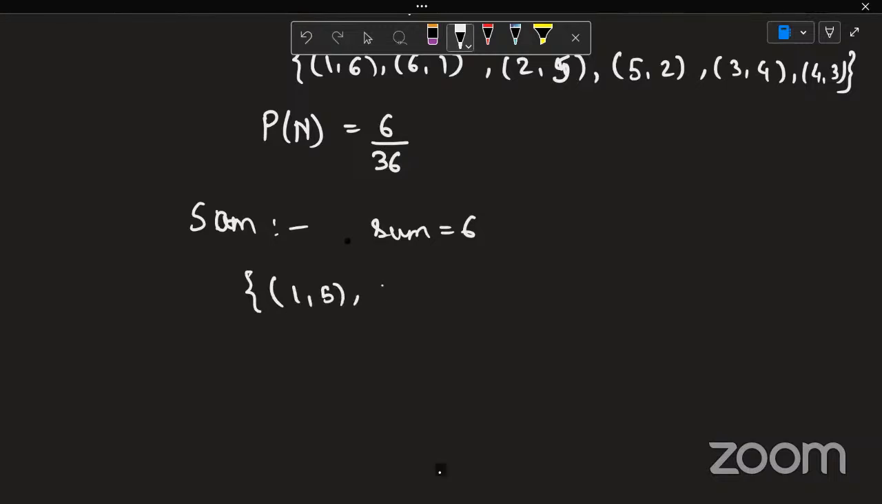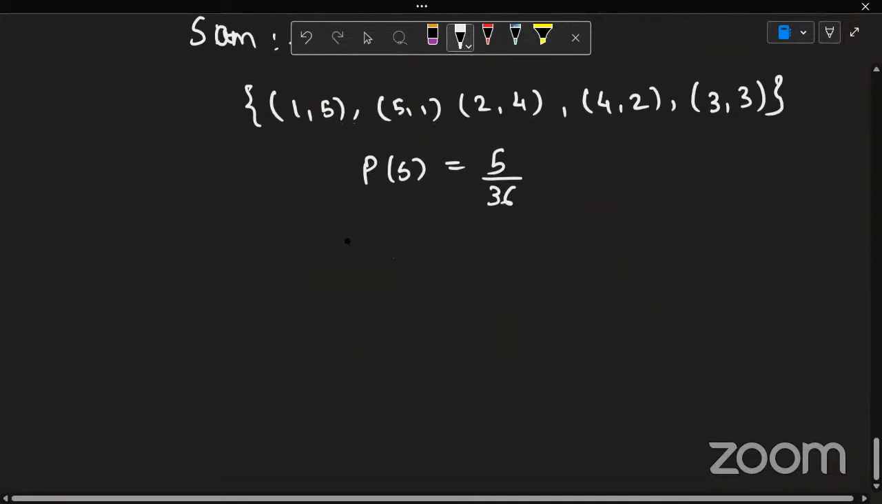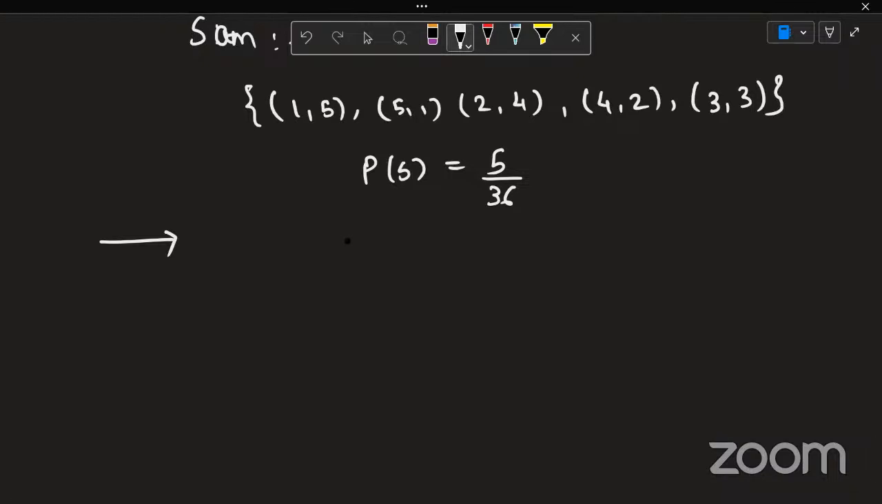1, 5; 5, 1; 2, 4; 4, 2; 3, 3. Okay, it is 5 by 36, right? Probability of S is 5 by 36. Okay. Nina has started the game, so there will be some cases here. What will be the case?